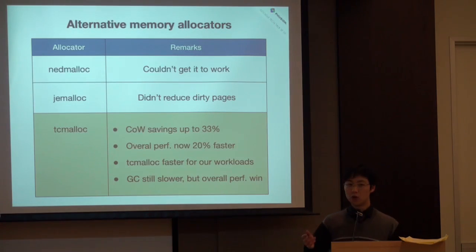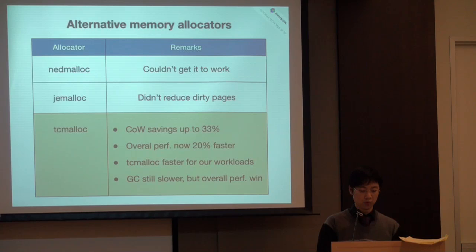And overall performance went up by about 20%. So it's even faster than normal Ruby. And we concluded that tcmalloc is faster than ptmalloc2 for our workloads. The garbage collector is actually still slower than normal Ruby, but because of the allocator, we still have an overall positive performance difference.